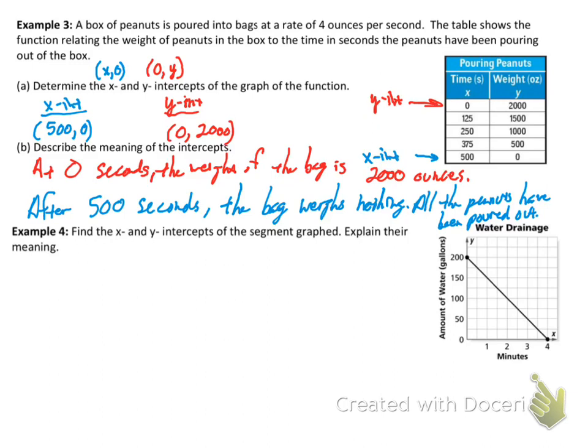In example 4, you're going to be doing it based off that graph, this water drainage graph. So go ahead and try that out. Find your intercepts and then interpret their meaning.